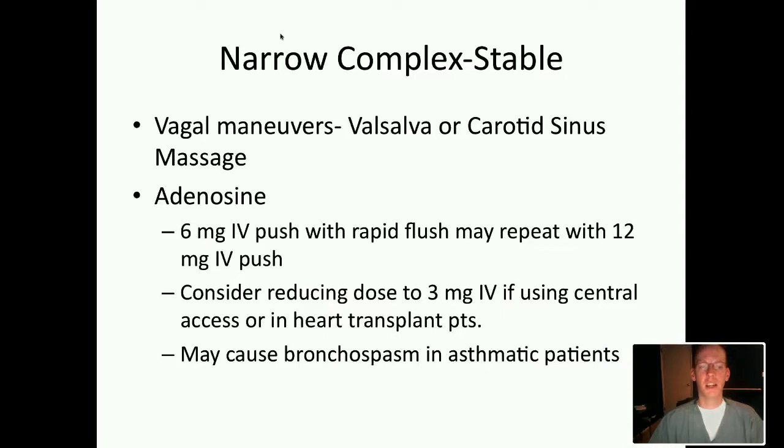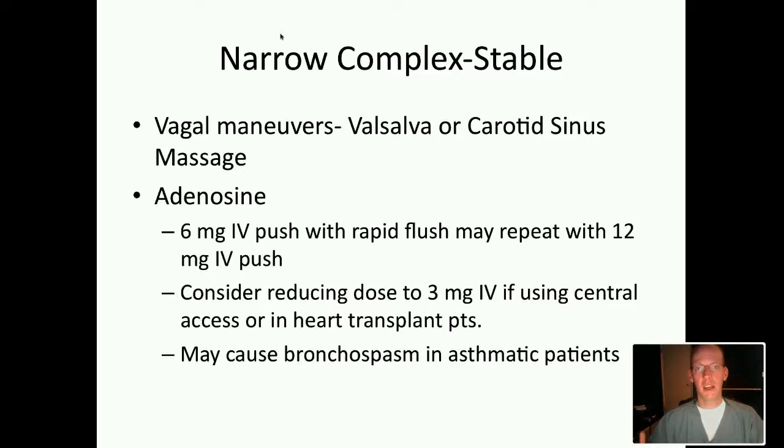You can do carotid sinus massage, by massaging the carotid sinuses in the neck. Be cautious with carotid sinus massage in patients that have peripheral vascular disease. If they have carotid disease, you will want to avoid rubbing the carotid sinus. You may dislodge a plaque or cause a cerebral vascular accident, a CVA. So be cautious in elderly patients and patients with peripheral vascular disease. But in young healthy people, you can do Valsalva, you can do carotid sinus massage. If not, you can move to adenosine.